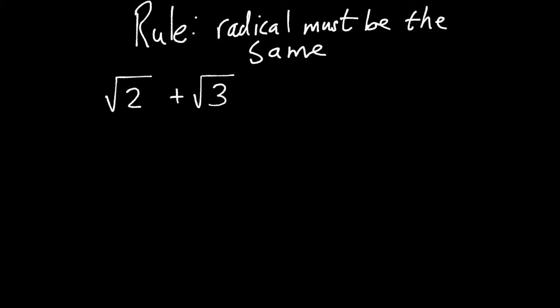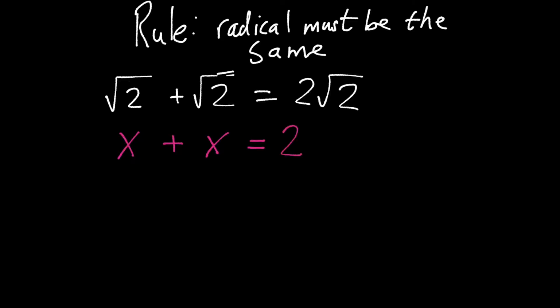So if this was the square root of 2 plus the square root of 2, well, my answer would be 2 times the square root of 2. Think of it like this. If this is x and this is x, when I add them together, I get 2x. It works the same way with our radicals. As long as these are the same, you can add or subtract them.